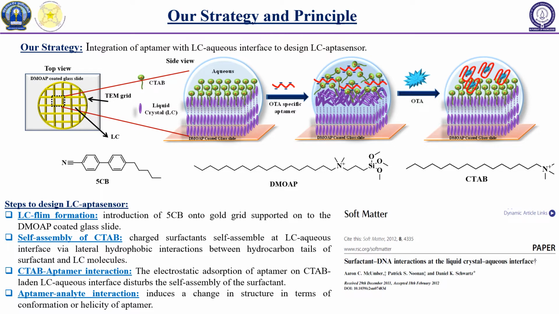Further, when we introduce the aptamer to this system, the aptamer will adsorb electrostatically to the CTAB-laden LC interface and it will disturb the self-assembly of the surfactant. Further, on the introduction of the OTA, OTA will bind specifically with this aptamer and it will induce a change in its structure, in terms of conformation or helicity of the aptamer, which ultimately releases the CTAB molecules to self-assemble again at the interface and give the homeotropic orientation of the LC molecules again.